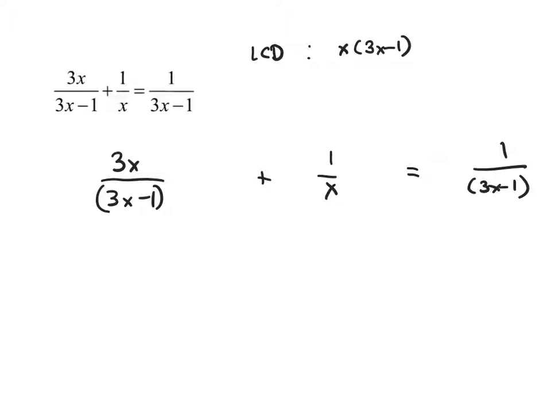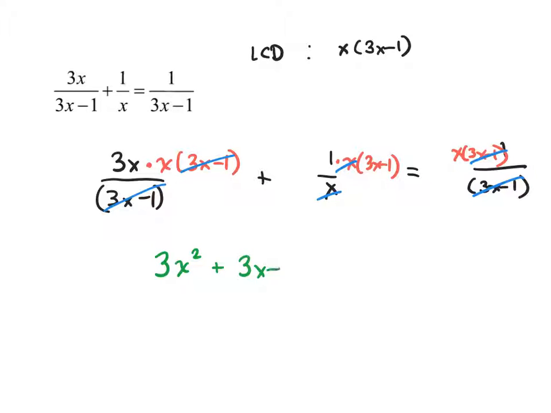So when I apply my LCD, I can cancel out the appropriate things. So this is times x(3x minus 1), this is times x(3x minus 1), this is times x(3x minus 1). So lots of good stuff cancels. Something cancels in every one. So what we're left with now, though, is a quadratic. We have 3x times x, which is 3x squared, plus (3x minus 1), because we just have this 1 that we're distributing, which really doesn't change it, equals just x, because we never canceled that x out.